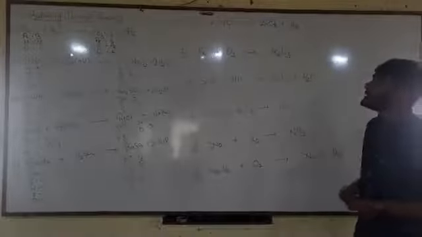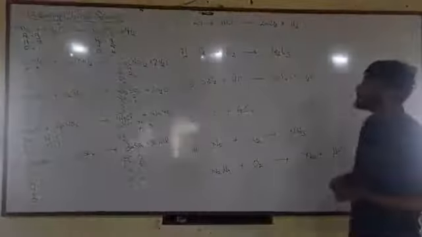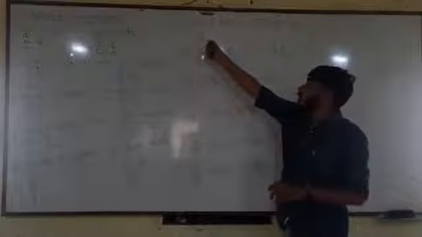Let us go on to the next question, that is 6. Zn plus HCl. This is also the equation of what? Metal plus acid. Metal plus acid gives salt plus dihydrogen gas.